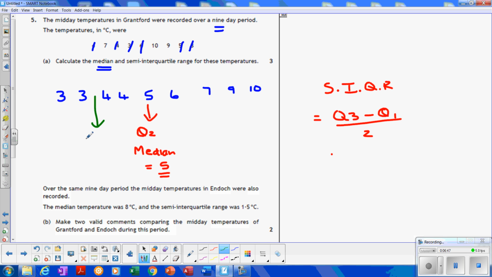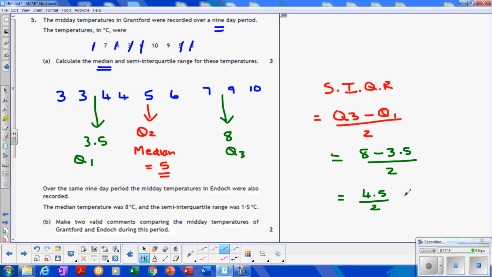So halfway between 3 and 4 is 3.5. Now if those numbers you can't work out, you add the 2 of them together and divide by 2. Do the same here. The middle number in there is going to be 8. So therefore we've got Q1 is 3.5, Q3 is 8. So semi-interquartile range will be 8 minus 3.5 all divided by 2. So 3.5 away from 8 leaves me with 4.5, and half of 4.5 is 2.25.